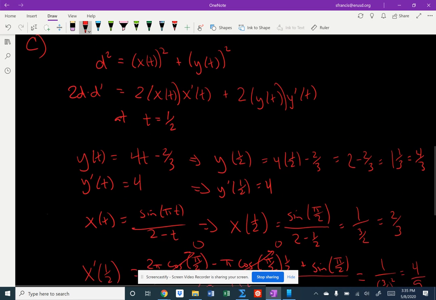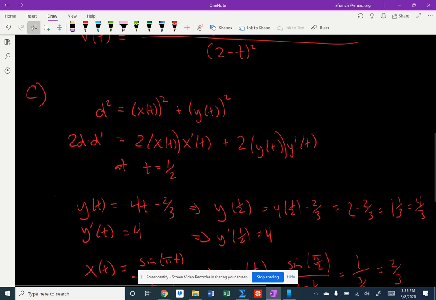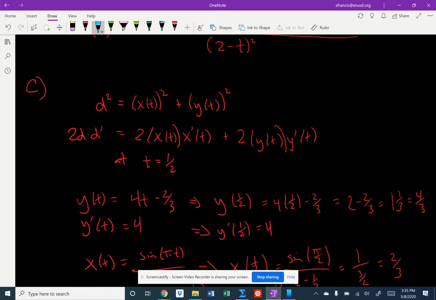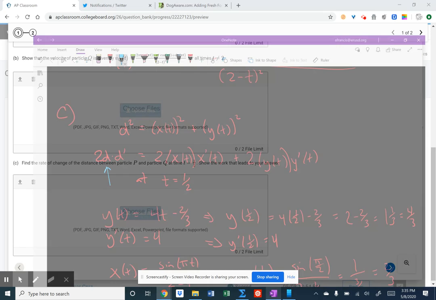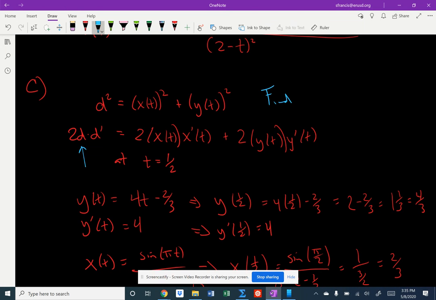And then I'm just going to have to figure out d. D is the only other thing I don't know at the moment here. So I'm looking for d prime. I didn't even write that down. Let me find the rate of change of the distance between them. Yes, we're trying to find d prime at t equals 1/2. I jumped right into solving the problem. I didn't even think about writing all that detail down. I apologize. So I still need to figure out d.